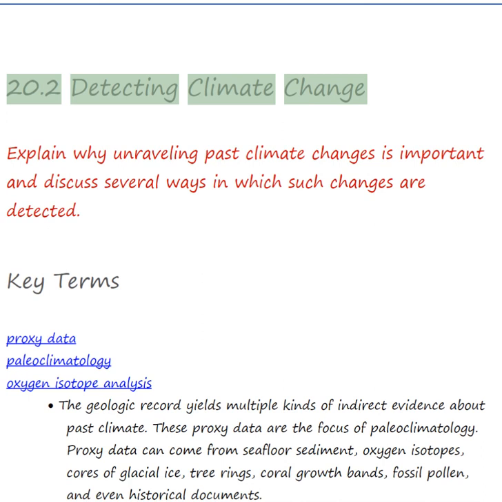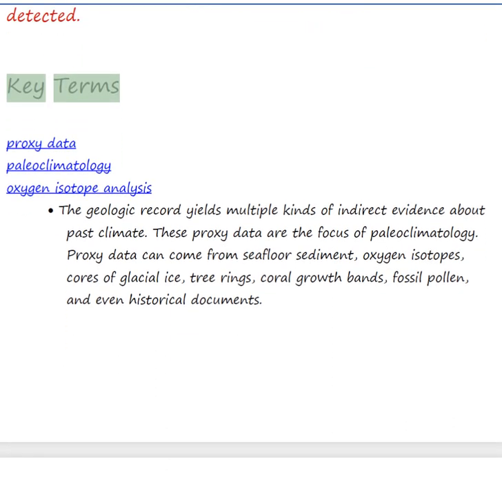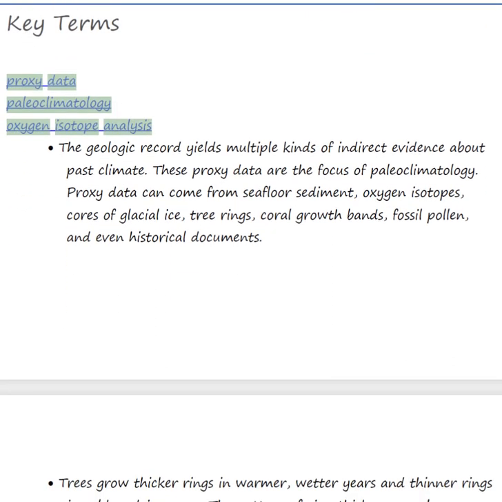20.2 Detecting climate change. Explain why unraveling past climate changes is important and discuss several ways in which such changes are detected. Key terms: proxy data, paleoclimatology, oxygen isotope analysis.